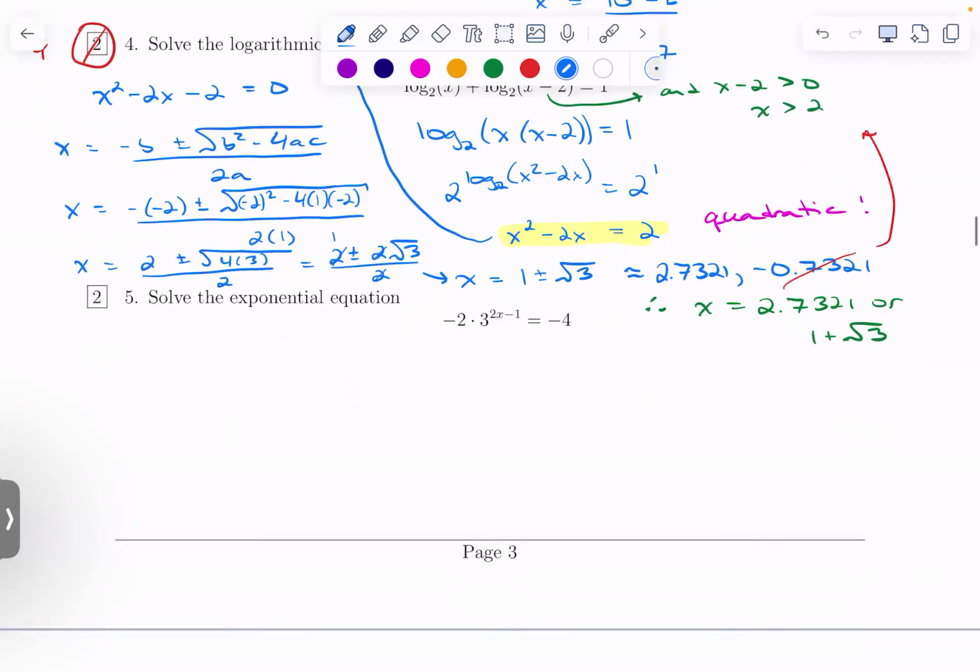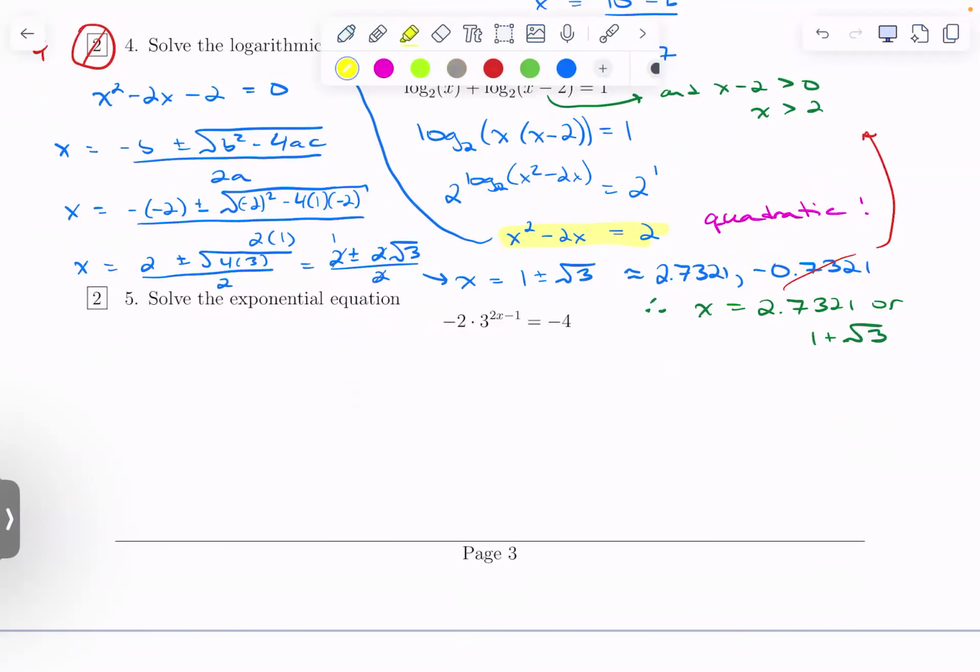Solve the exponential equation. So now we're solving for x in the power. First thing we need to do is isolate that exponential, right? Which means I need to move that -2 over to the right-hand side. And so I get 3 to the 2x minus 1 is -4 divided by -2. 3 to the 2x minus 1 is 2.